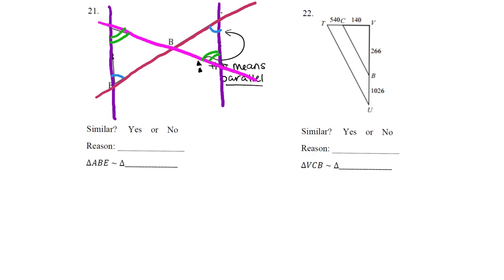So for similarity, we only have to have two sets of congruent angles, which we actually do have here. So yes, it is similar. Angle, angle, similarity. So now I'm going to have to do a little bit of erasing so that I can see the letters since I drew all over top of them.